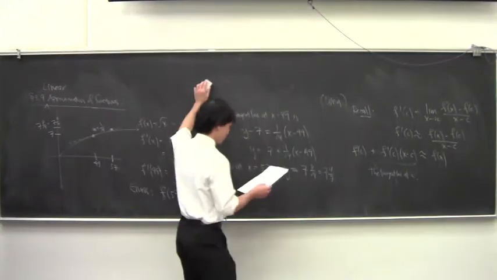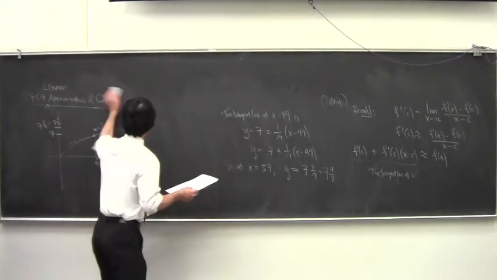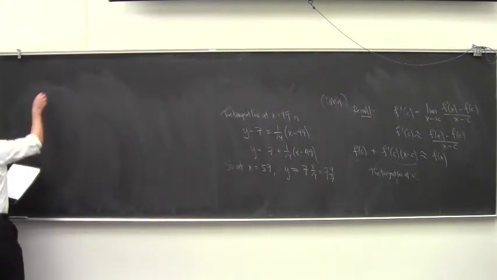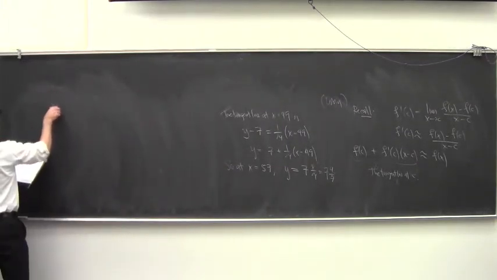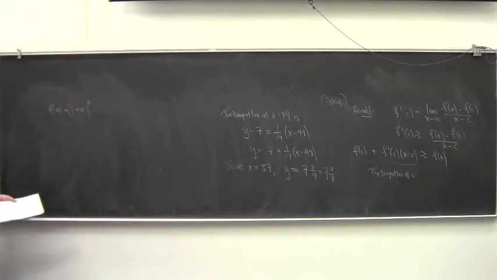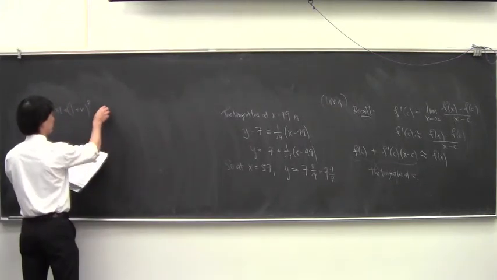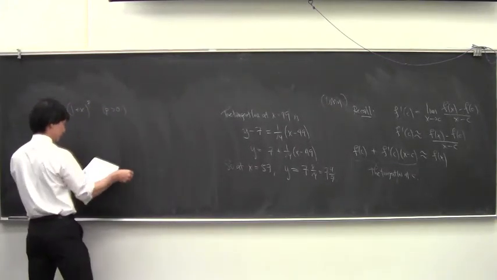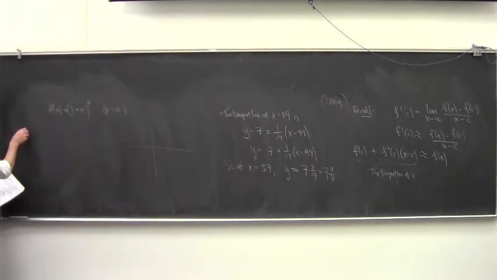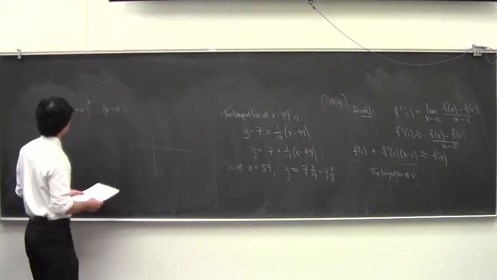Okay. Let me do another example. Say f of x is (1 plus x) to the p, for some p greater than 0. Somebody wants you to calculate 1.01 to the 1,000. Say, what's 1.01 to the 1,000?